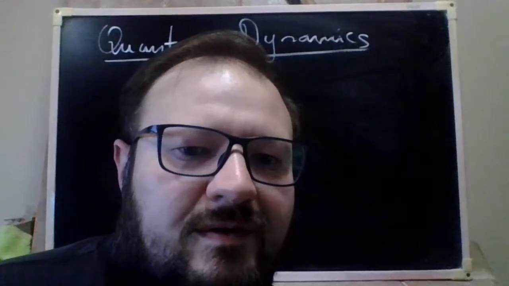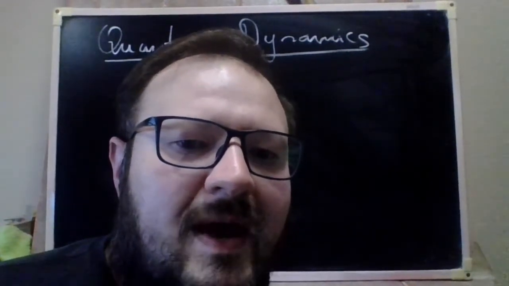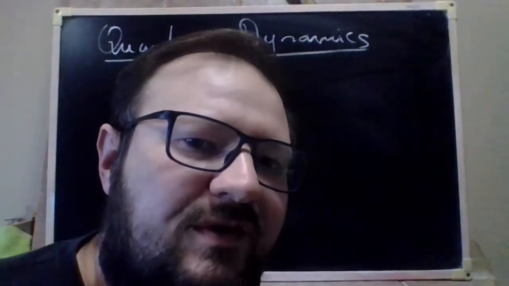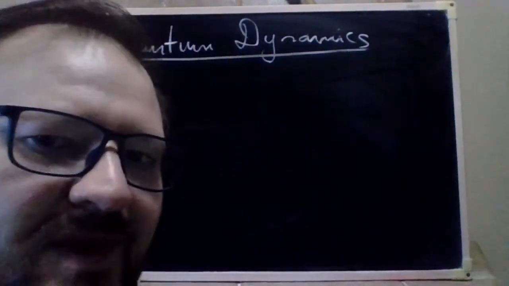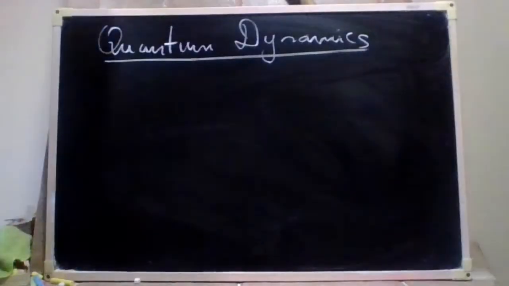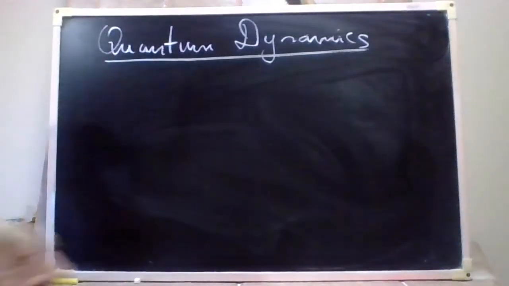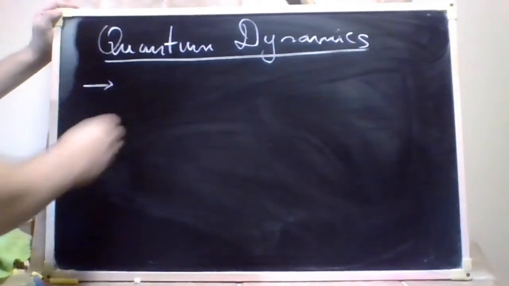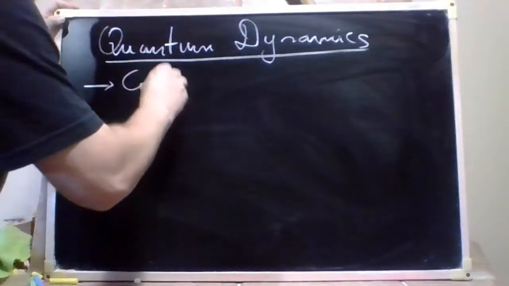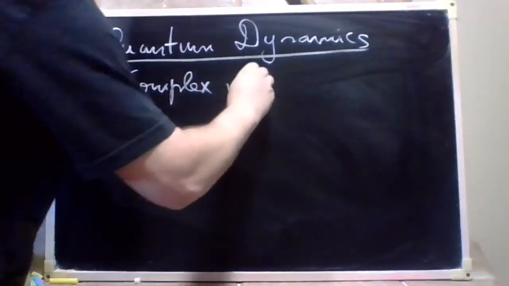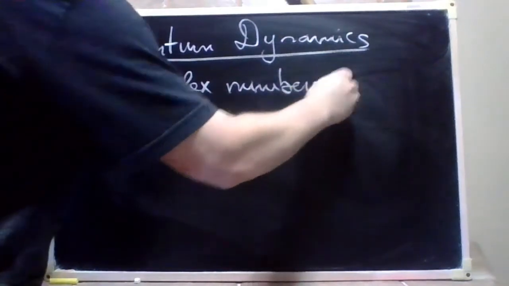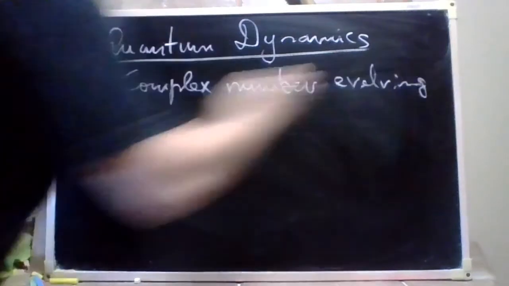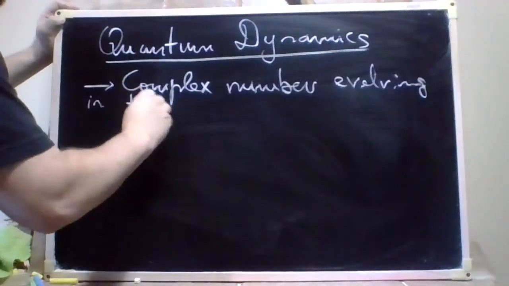Now that we discussed a lot of the mathematical ground, Hilbert spaces and all that, we are in a position to discuss quantum dynamics. To do that, first I will discuss something related to complex numbers. So let us start discussing complex numbers evolving in time. Okay?